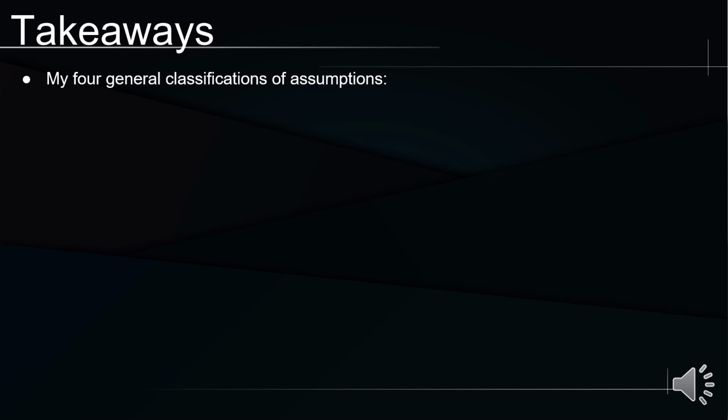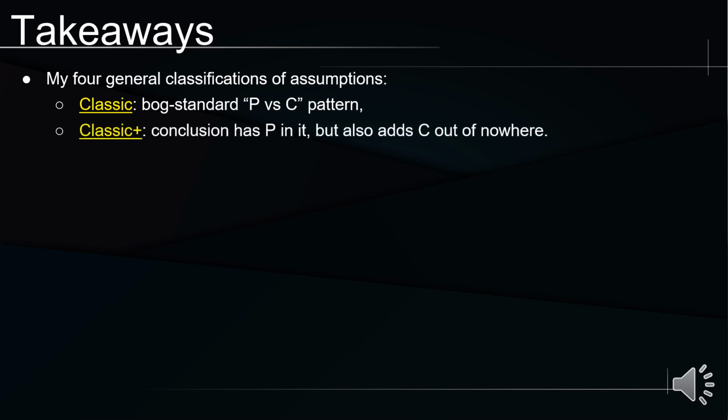My four general classifications of assumptions are as follows. We start with the classic, which is the very bog standard P versus C pattern. You all know how to do that already. The next one is the classic plus, which is just a slight variation of classic. The conclusion does have the idea P in it from the premises, but it also adds C out of nowhere, which changes the way that we do our assumption a little bit.